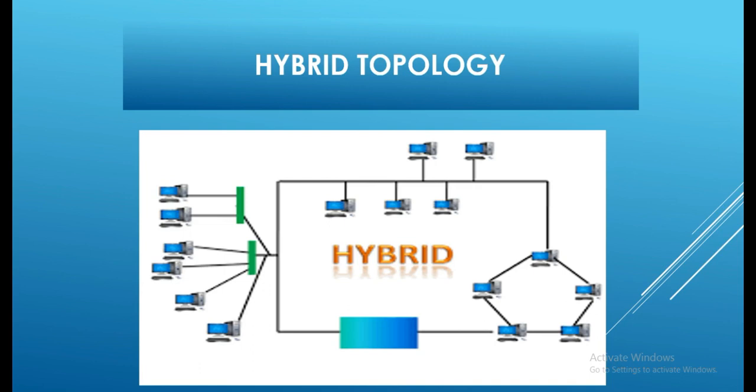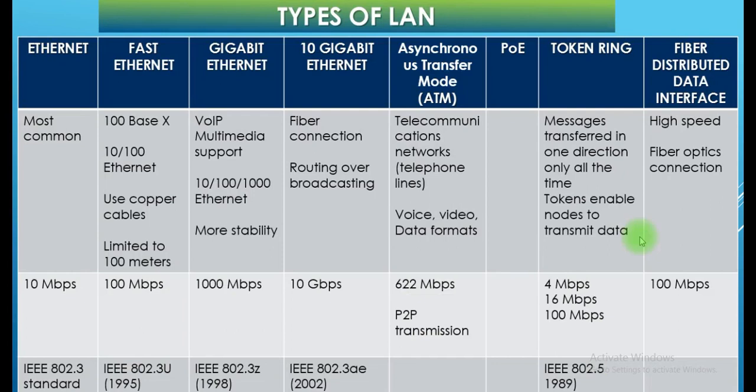So that concludes topology. Next, we're going to be looking at the types of LANs, that's local area network. There are different types of local area networks. The most common of them is the Ethernet type LAN, and there are different variations. So we have fast Ethernet, gigabit Ethernet, 10 gigabit Ethernet, for instance.